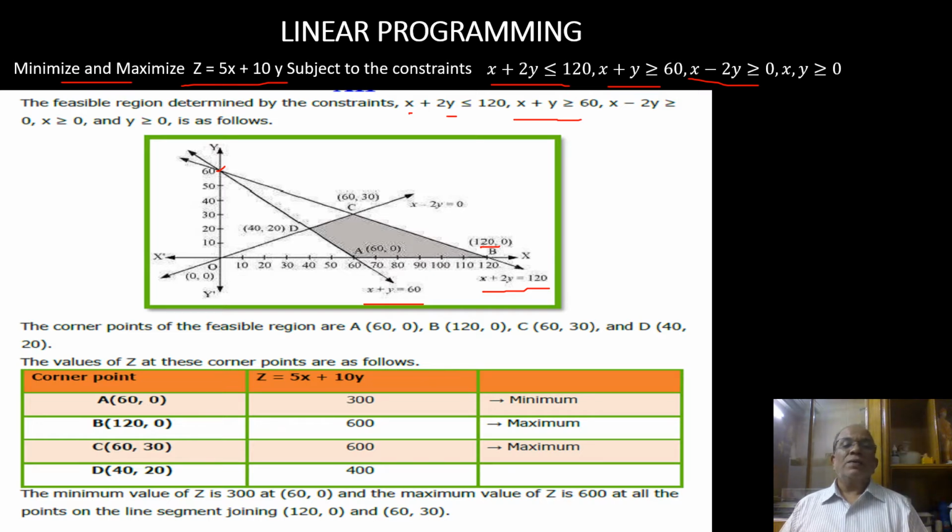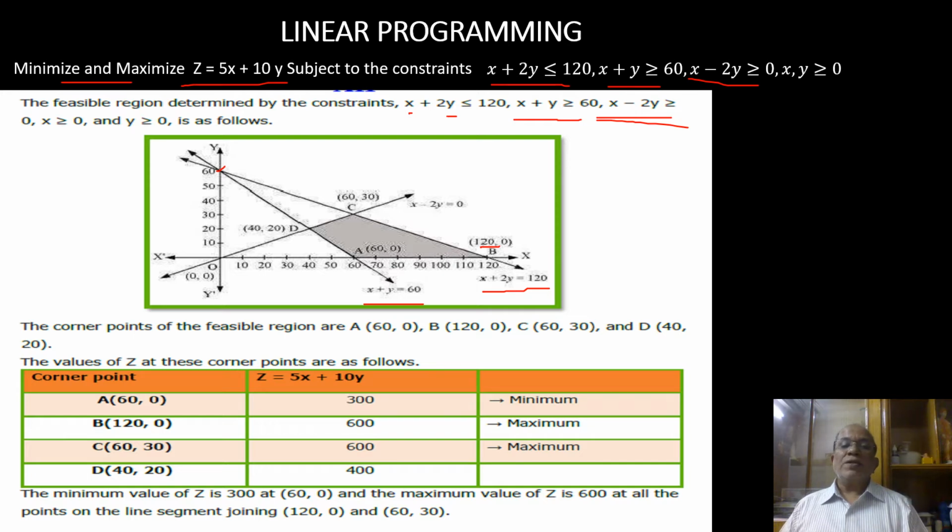Now we'll come across the third line. This is a very important concept to study here: x minus 2y greater than or equal to 0. When we put x equal to 0, y equal to 0 in this line, what do we get? 0 greater than or equal to 0, and x equal to 0, y equal to 0 is passing through which point? Origin. So from the origin we'll get a straight line here.